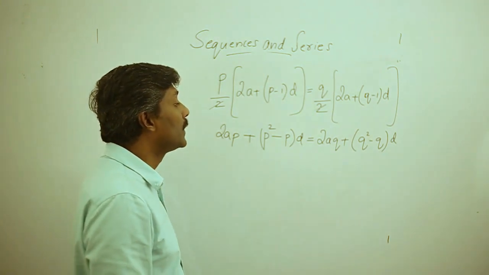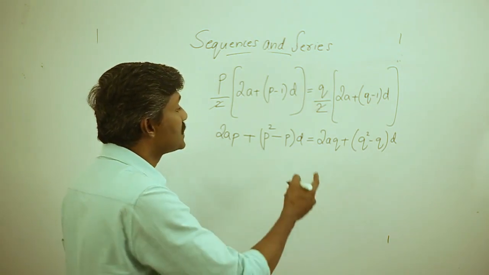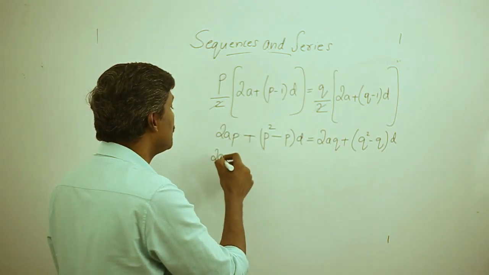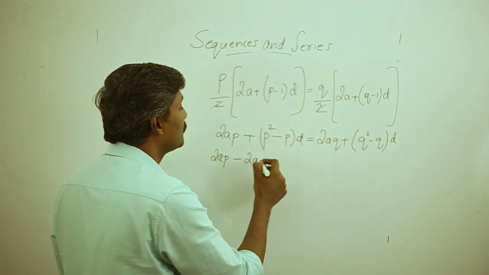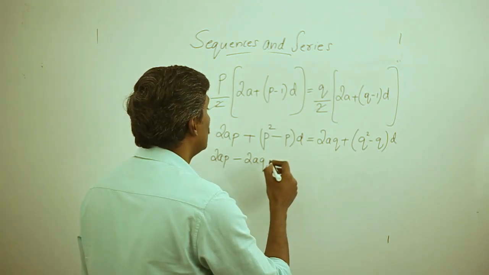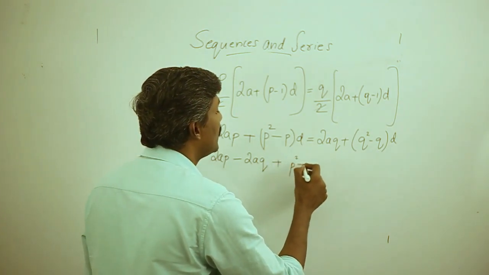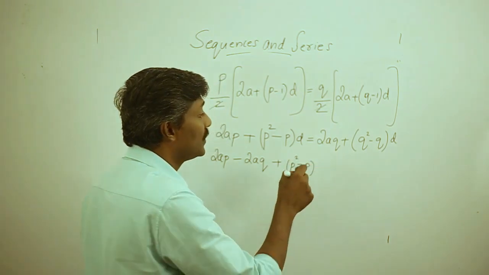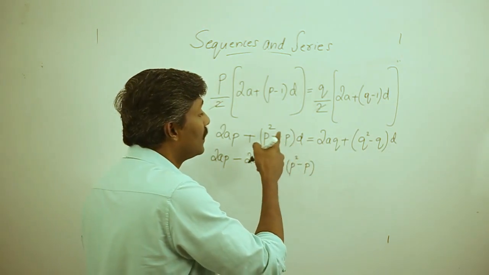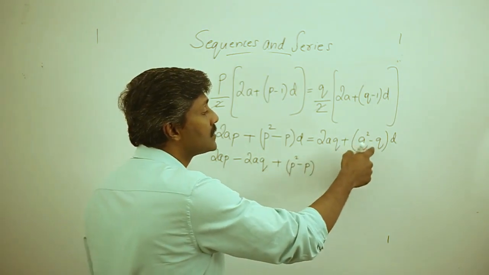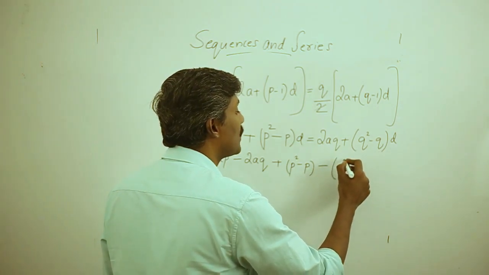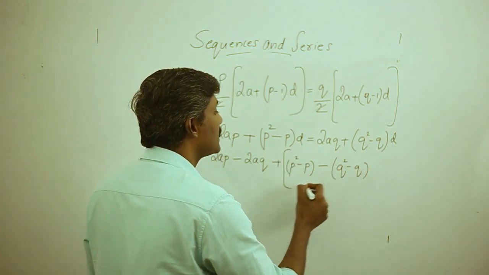So this is what you have in your equation. Now, let's do one thing. Let's bring this 2AQ to this side. So we get 2AP minus 2AQ, right? Plus P square minus P. We have D common in these two terms, right? So let this term be here itself. I am bringing this term to the left, so that becomes negative. So this becomes minus of Q square minus Q, and this whole thing is multiplied by D.